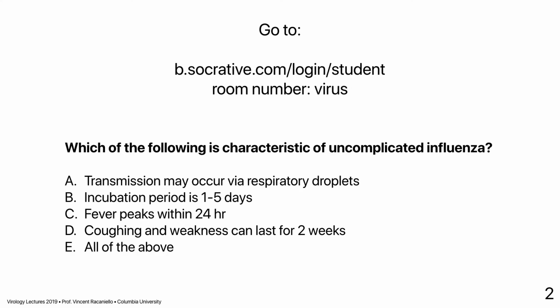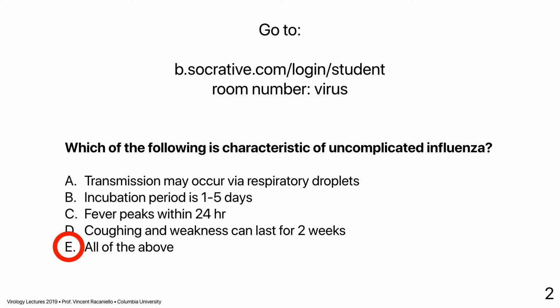All right, this is not as tricky. Which of the following is characteristic of uncomplicated influenza? Transmission may occur via respiratory droplets. Incubation period 1 to 5 days. Fever peaks within 24 hours. Coughing and weakness can last for 2 weeks. All of the above. 95%, not bad. It's all the above, of course.